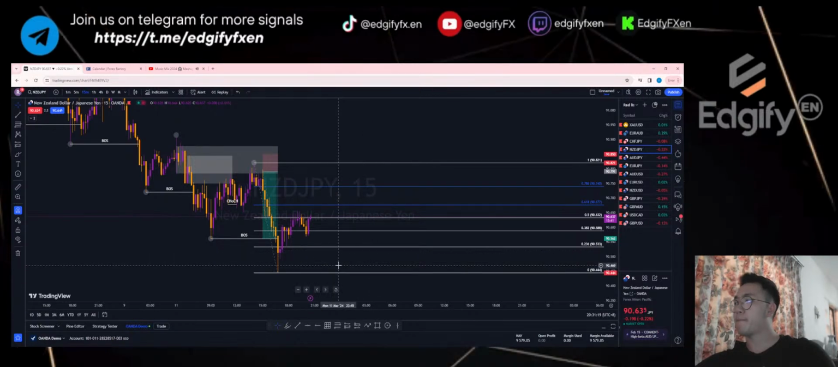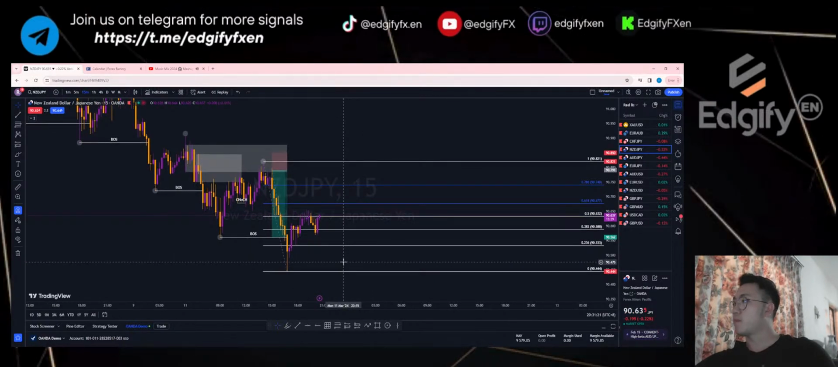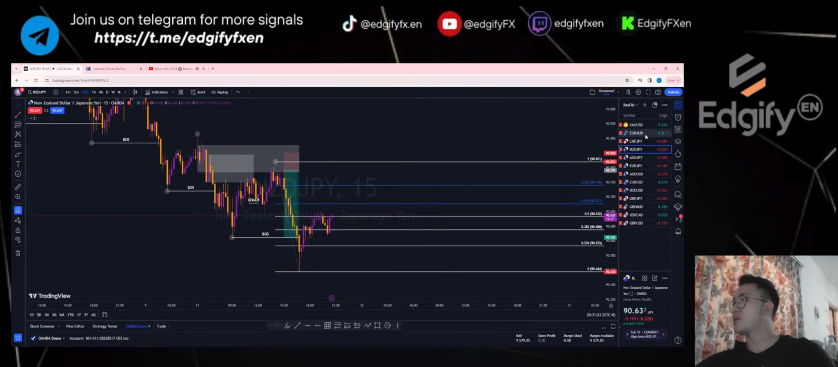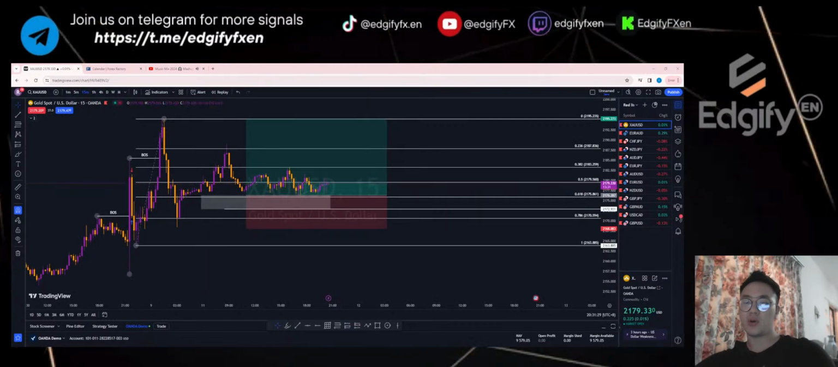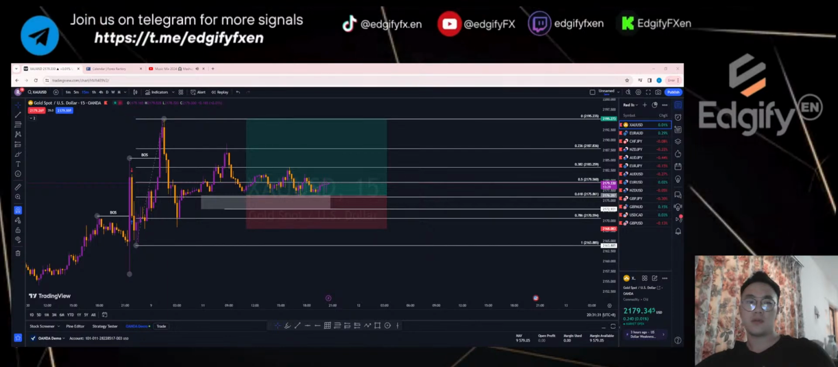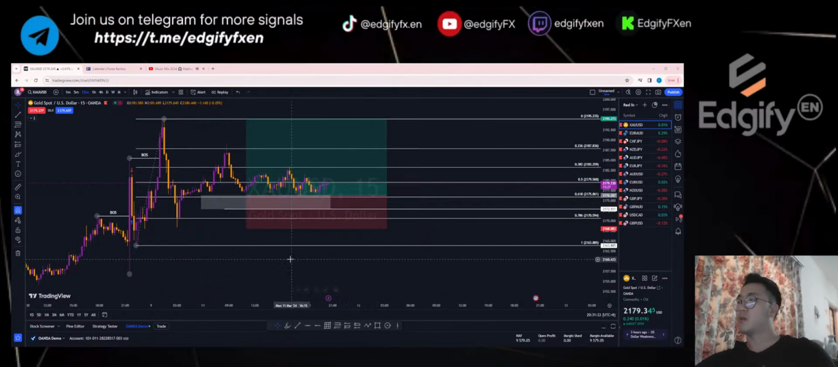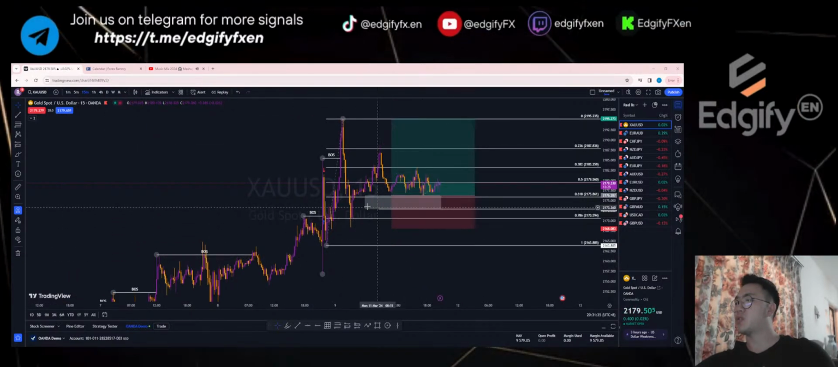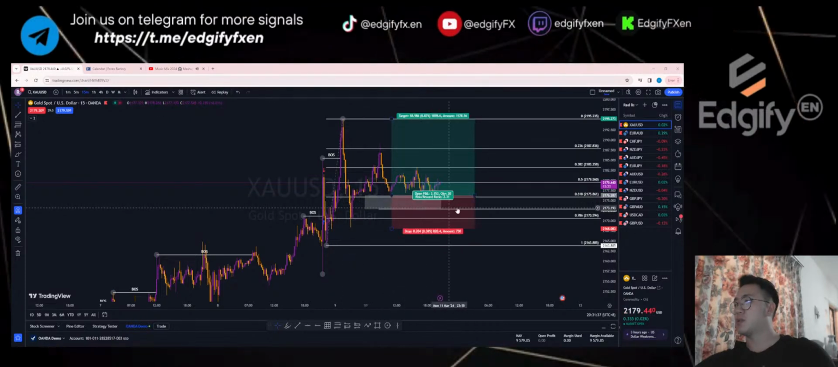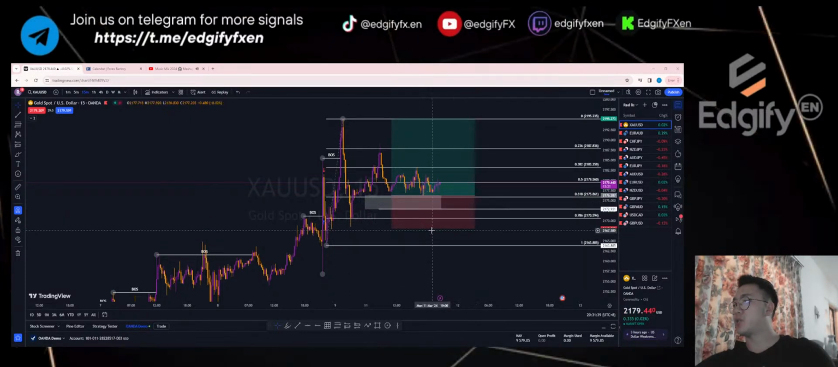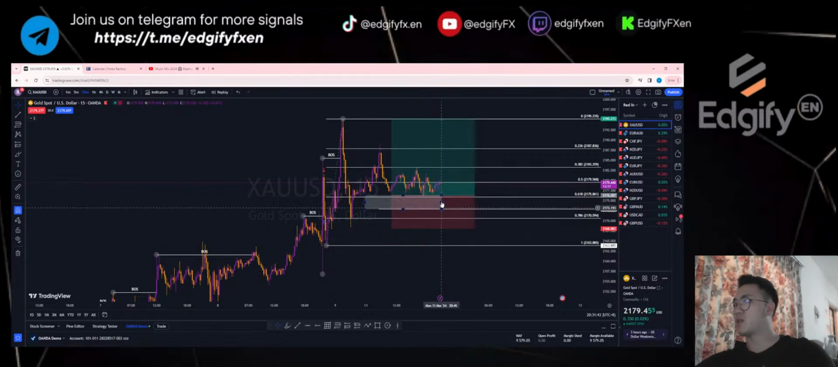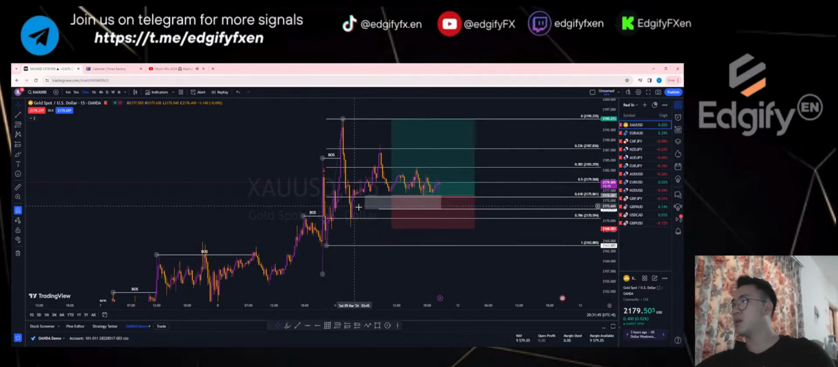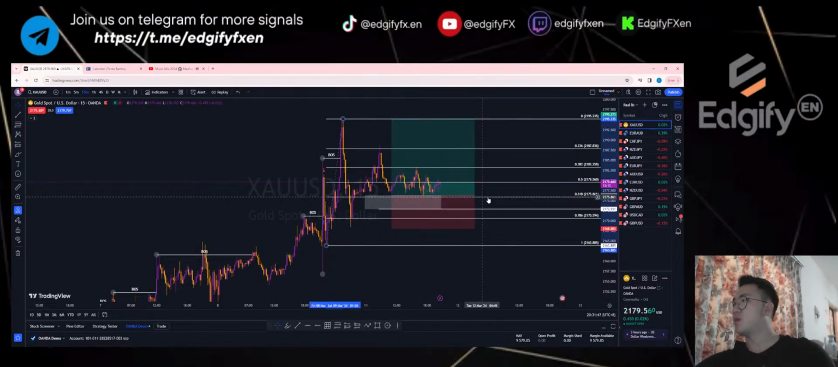I'll be looking at a few pairs. We'll start basically analyzing gold, as our usual. For gold, I've actually marked out a demand area here, but I did not take this trade yet, as I'm waiting for it to tap into the lower supply level.